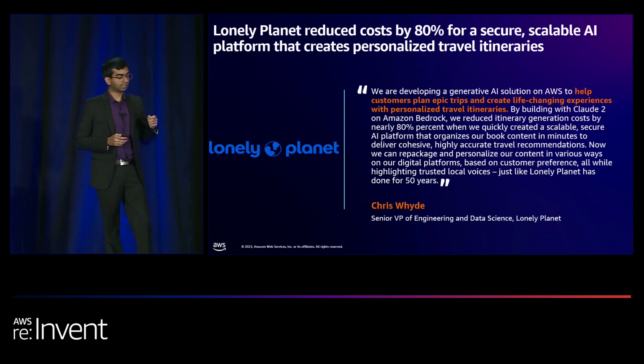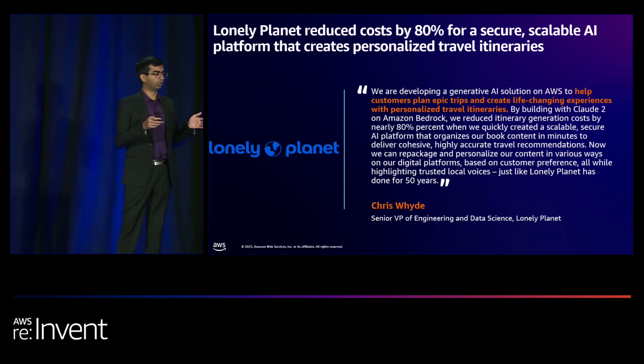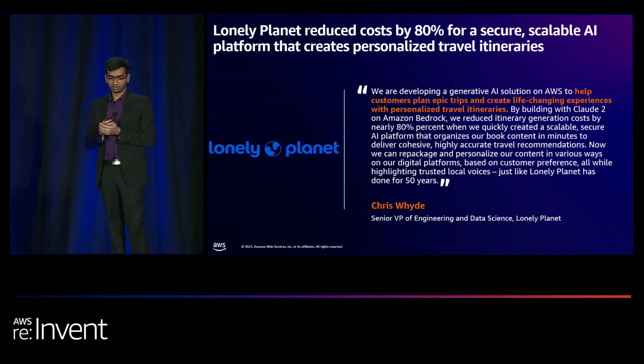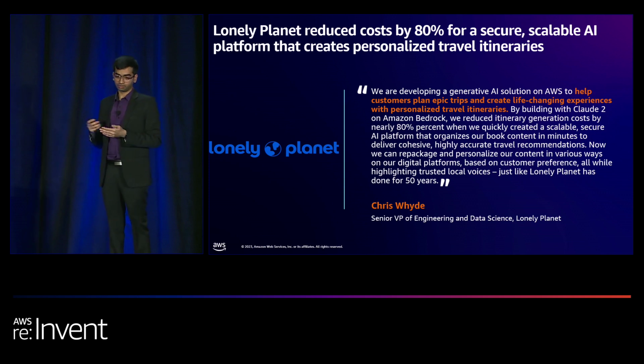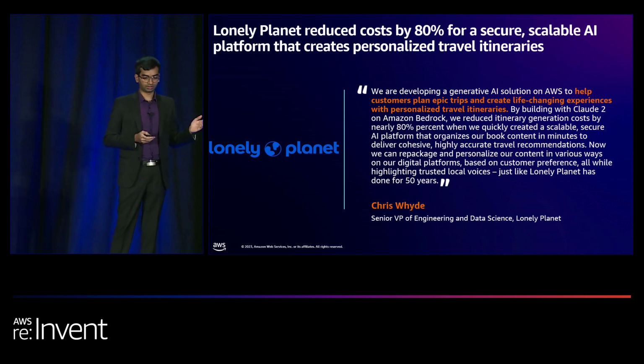Lonely Planet quickly created a scalable and secure AI platform that organizes their contents in minutes to deliver cohesive, highly accurate travel recommendations. Now they can repackage and repurpose and personalize their content in various ways on their digital platforms. And they can do this all based on customer preferences while highlighting trusted local voices.